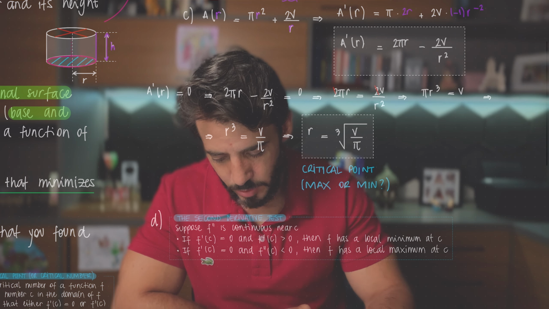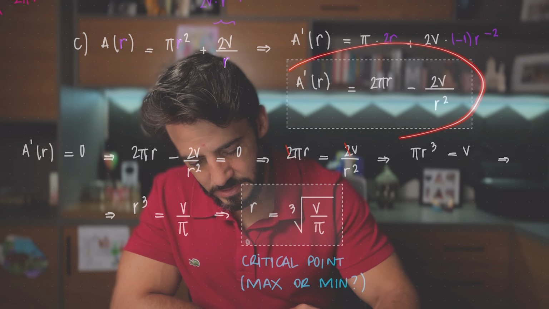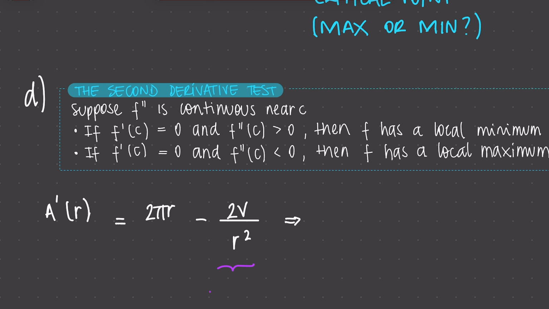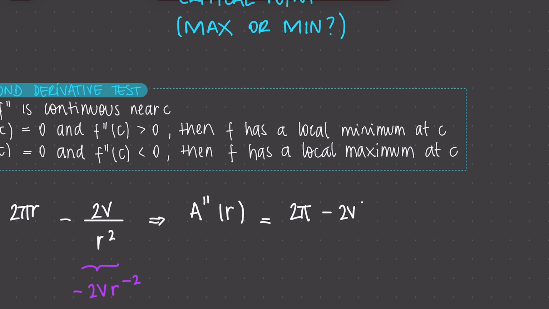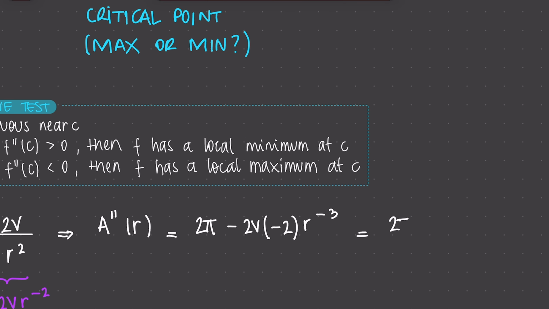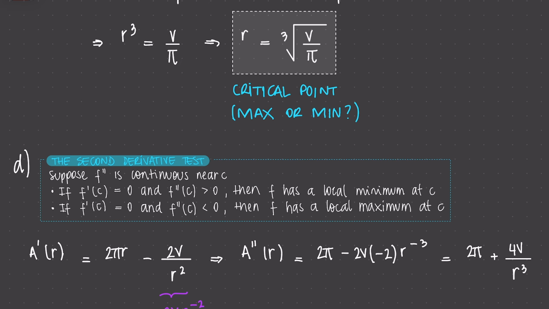Now, what is A prime prime of r? Given that this is A prime of r, which by the way can be rewritten as 2 pi r minus 2V r to the negative 2, we have the second derivative as 2 pi minus 2V times negative 2 r to the negative 3, which can be rewritten as 2 pi plus 4V over r cubed. Now we're going to take our critical point c and plug it into the second derivative. If we get a positive result, then we have a minimum. If we get a negative result, we have a maximum.